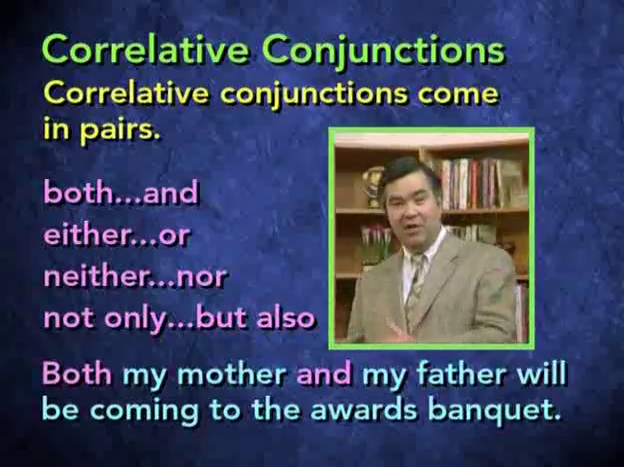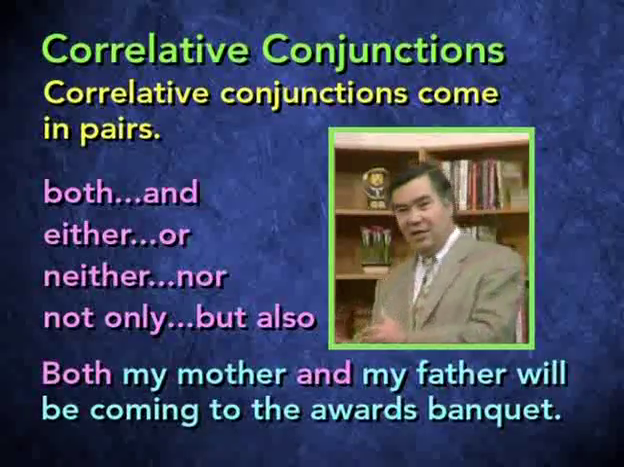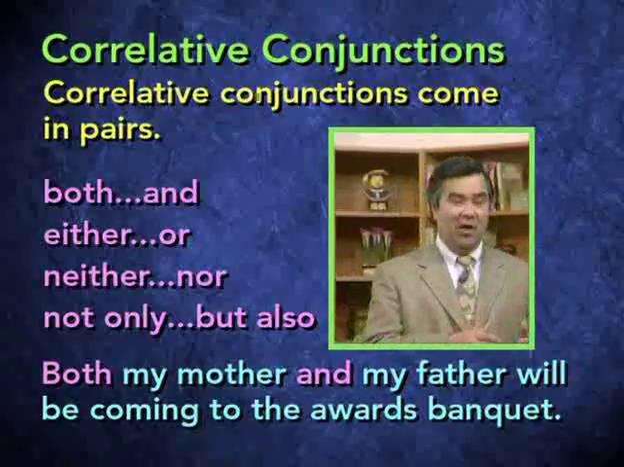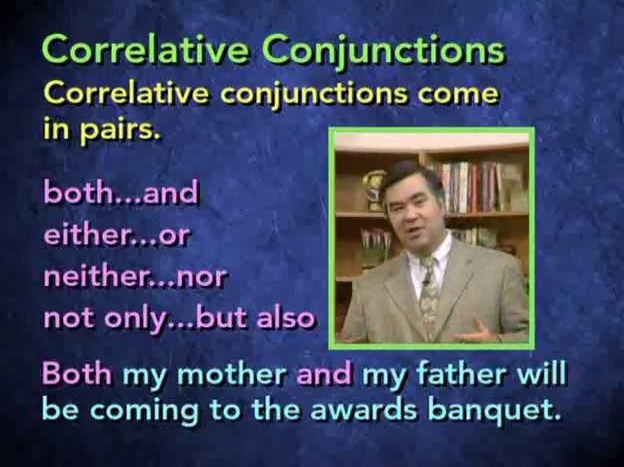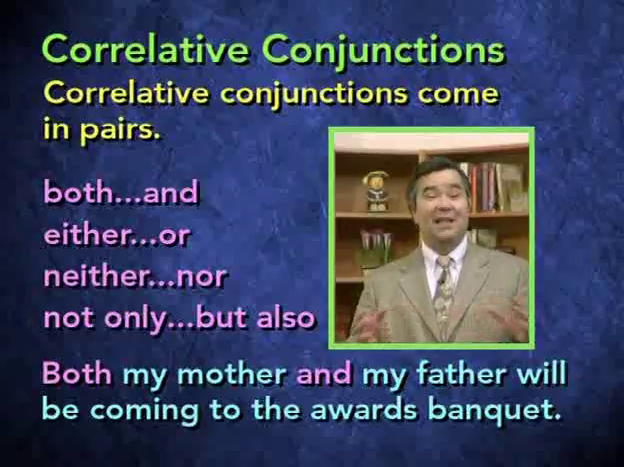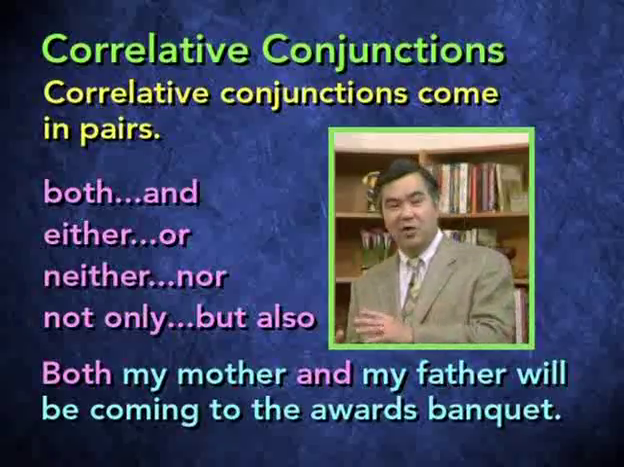When you begin with either, you need to follow through with or. Neither needs to be completed with nor. And not only needs to be completed with but also. A common mistake that people make is to use one but not the other. The correlative conjunction must be used in its entirety, so whenever you use the first part of it, you need to use the second part. So these three types of conjunctions are important to recognize: coordinating conjunctions, subordinating conjunctions, and correlative conjunctions. They fit into different kinds of sentences and need to be used according to certain specific rules.